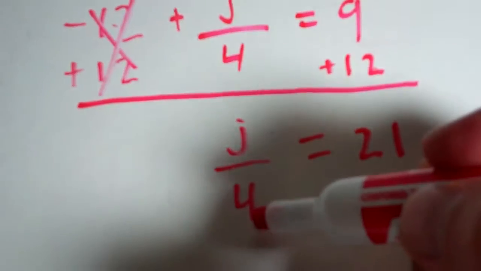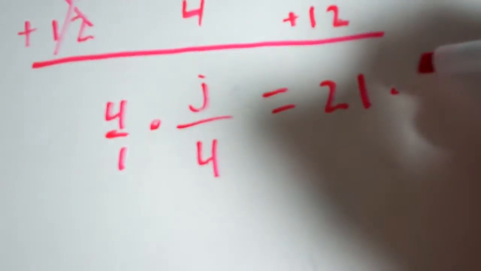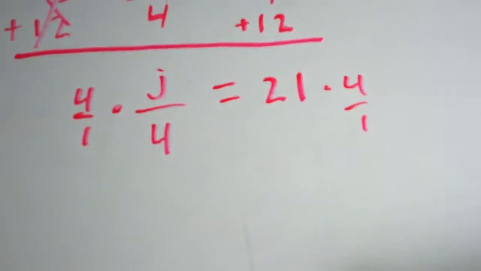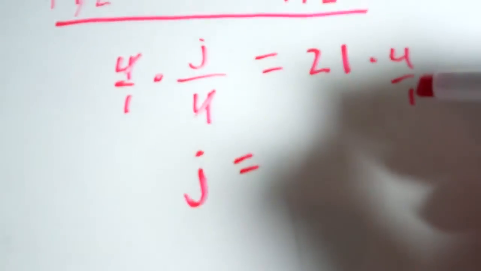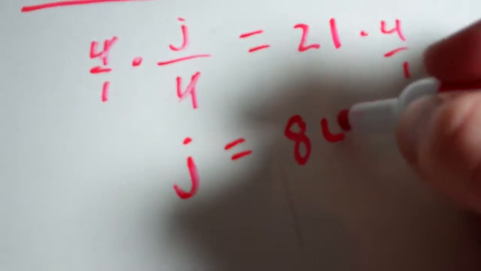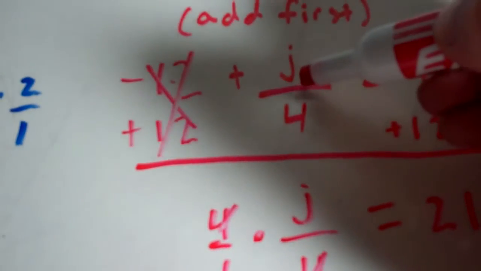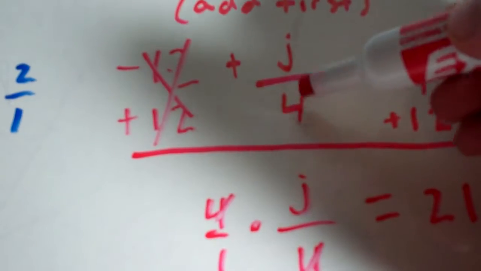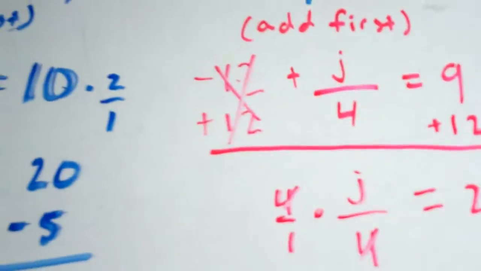Right now I'm dividing by 4. To undo that, I multiply by 4. Whatever I do to one side, I have to do to the other side. And I can simplify before I multiply, but basically I'm getting J all alone. And 21 times 4 is 84. If I have 84 divided by 4, I already know that's 21. Negative 12 plus 21 will equal positive 9.